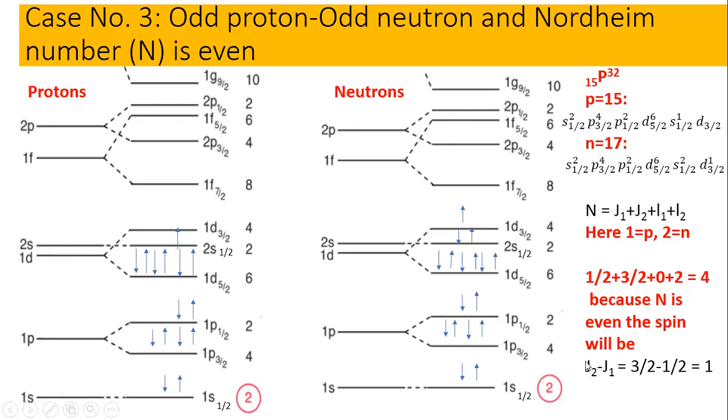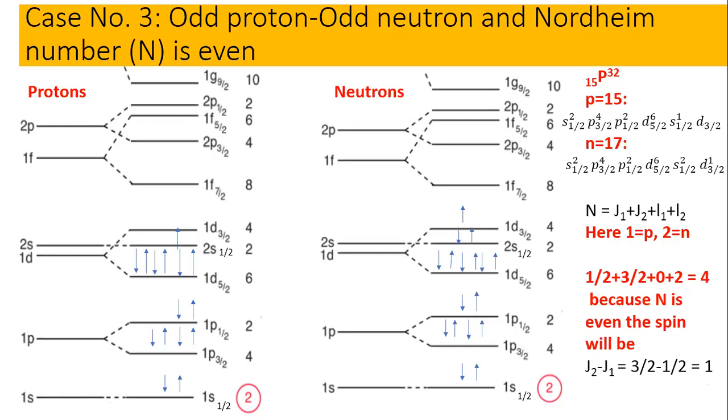You just have to subtract the lower total angular momentum value from the higher one, which is J2 minus J1. Here we have already calculated J2 as 3/2 and J1 as 1/2. 3/2 minus 1/2 will be equal to 1. So this is the nuclear spin for phosphorus-32. So this is the third case.